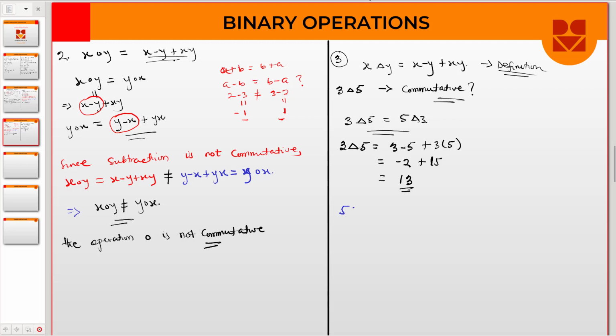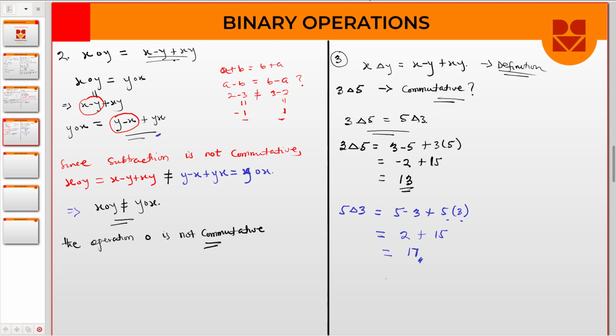We have 5 operation 3. So 5 operation 3 is 5 minus 3, plus 5 times 3. You realize that here 3 minus 5 gave negative 2, but here 5 minus 3 gives 2, plus 5 times 3, that's 15. So this gives us 17. It's obvious you could see that 13 is not equal to 17.